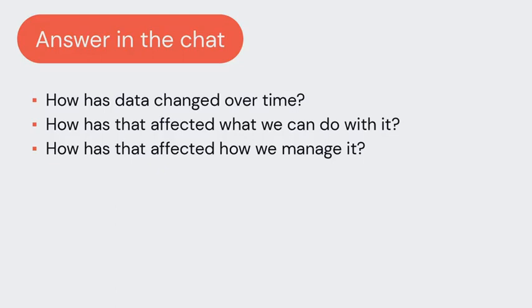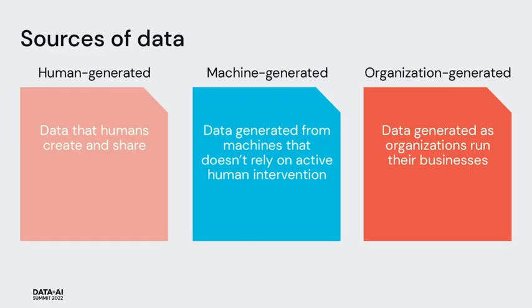At a minimum, you logged in to take this course. As you did all of these things with the machines and tools you used to do them, they generated data. We think of data as being human-generated, machine-generated, and organization-generated. Human-generated data is data that humans create and share, things like social media posts. Social media has been a leading force in the propagation of human-generated data.